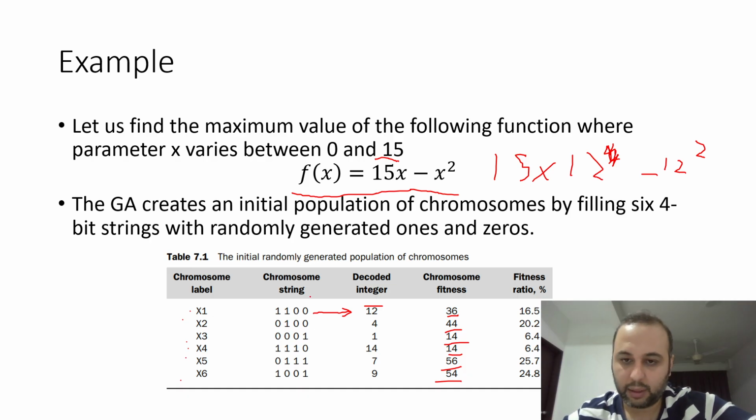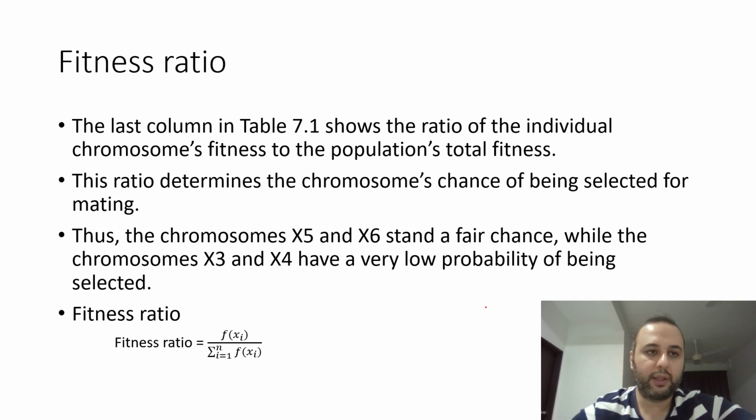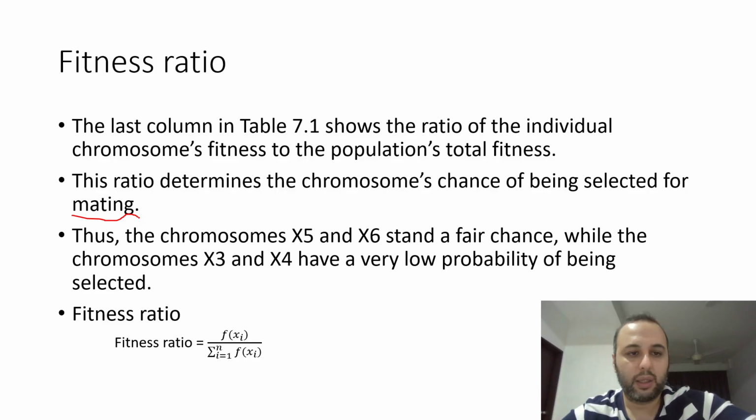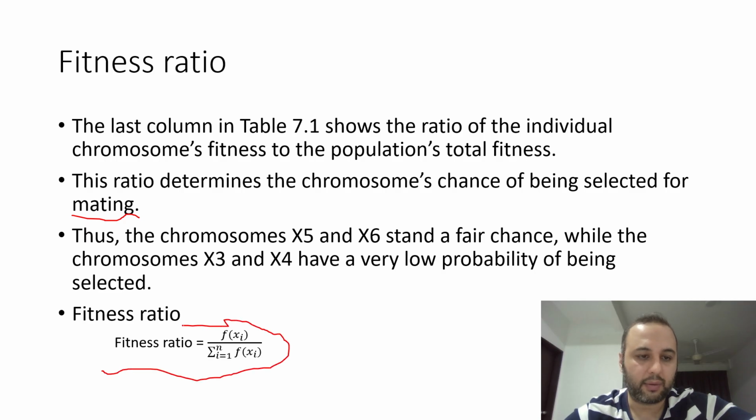Okay, then we have to calculate the fitness ratio, right? How to do the fitness ratio? The last column shows the individual chromosome fitness over the population's total fitness. The ratio determines the chromosome's chance of being selected for mating. Mating means parenting for the crossover and mutation. Does the chromosome x5 and 6 stand a fair chance? Okay, the formula for defining the ratio is this one.